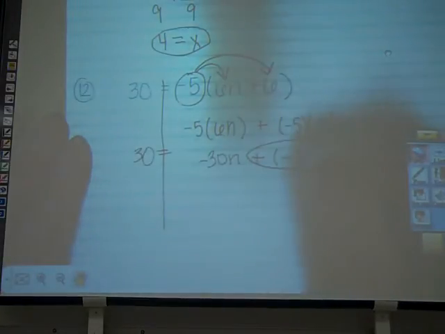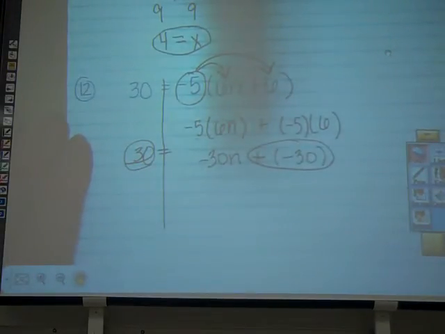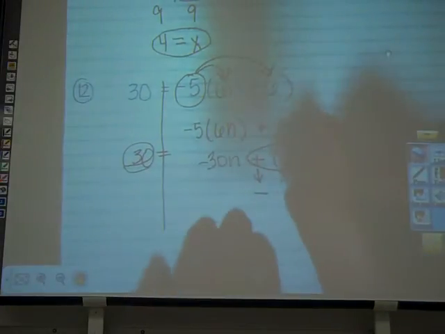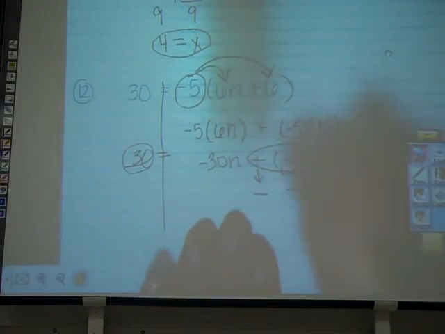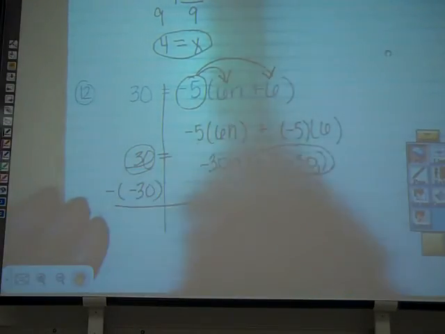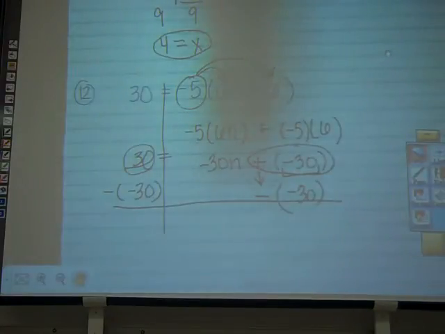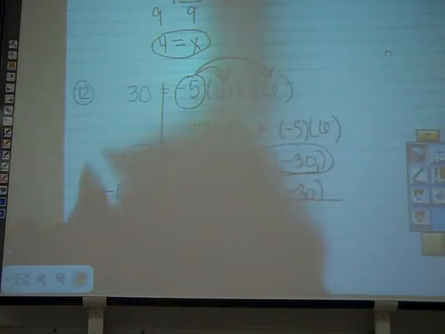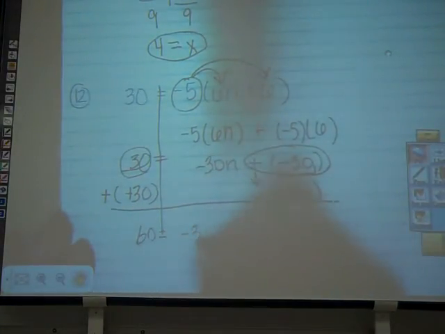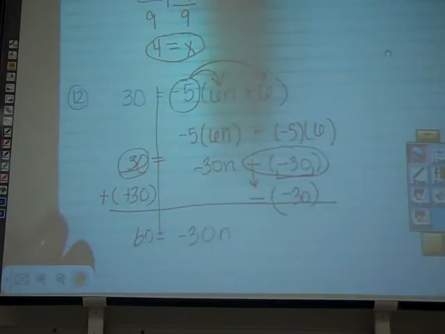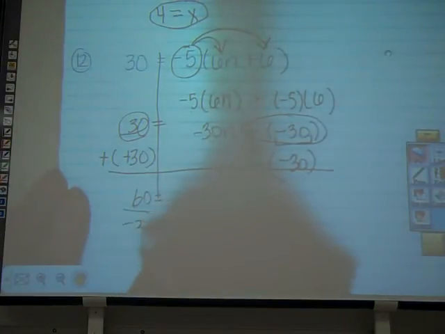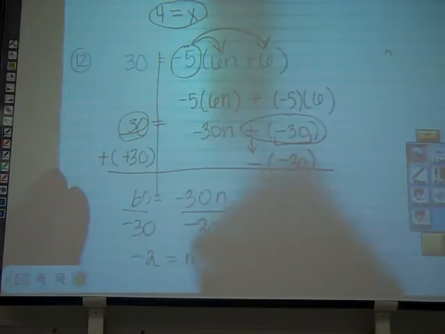Now, this term and this term both do not have letters, so I want to combine those. Now, the opposite of adding is subtracting, and you're going to subtract the same exact number, which is a negative 30. You're going to do the same thing on the other side, so you're going to subtract a negative 30. Now that we're subtracting, we're going to do leave, change, change, which would give us 60, which is equal to negative 30n. Last step, divide both sides by negative 30. So we get negative 2 is equal to n.